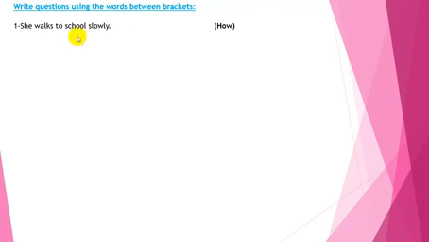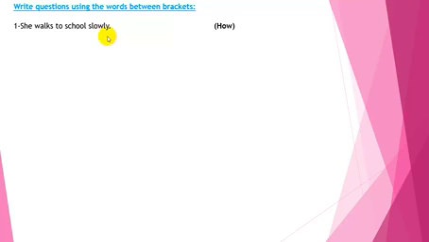It says here, number 1. She walks to school slowly. How? Do you remember when I told you that adverbs actually tell us how somebody does something? So I will ask about slowly. Slowly is the answer. Don't forget. Do not put it in the question.